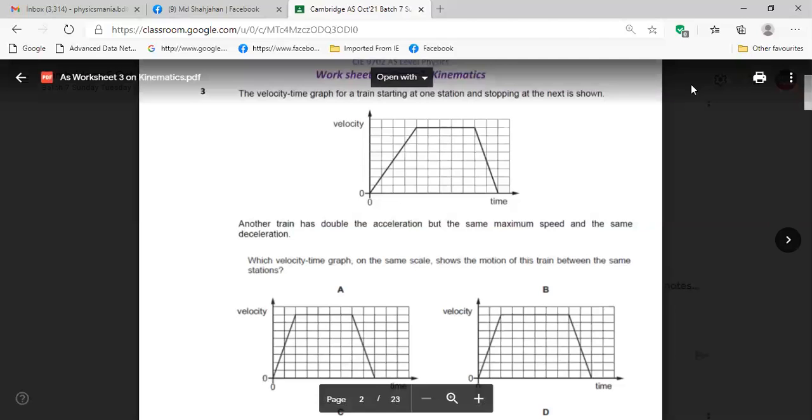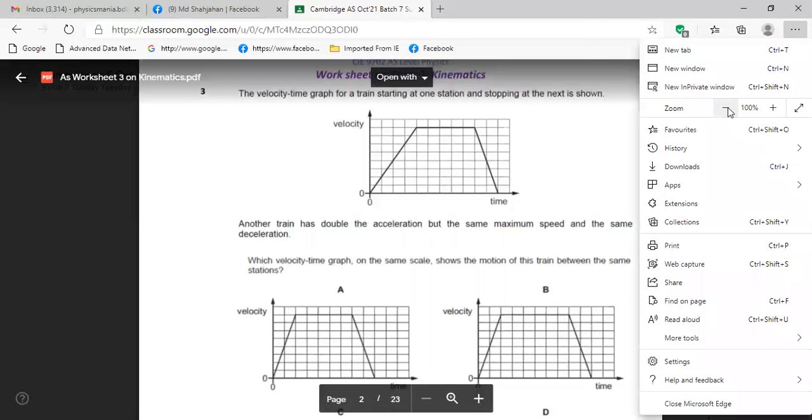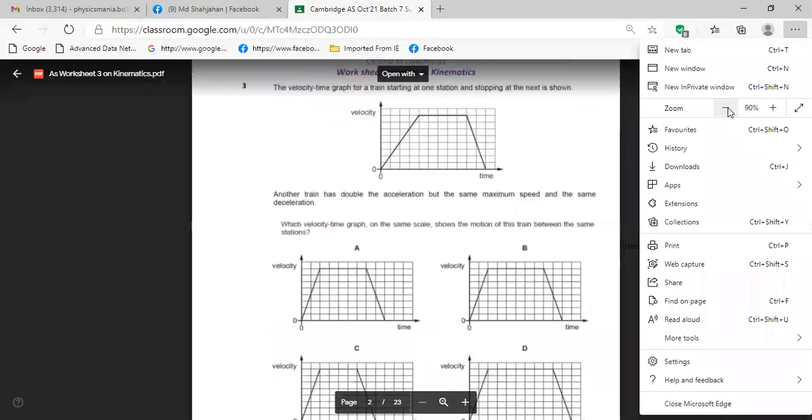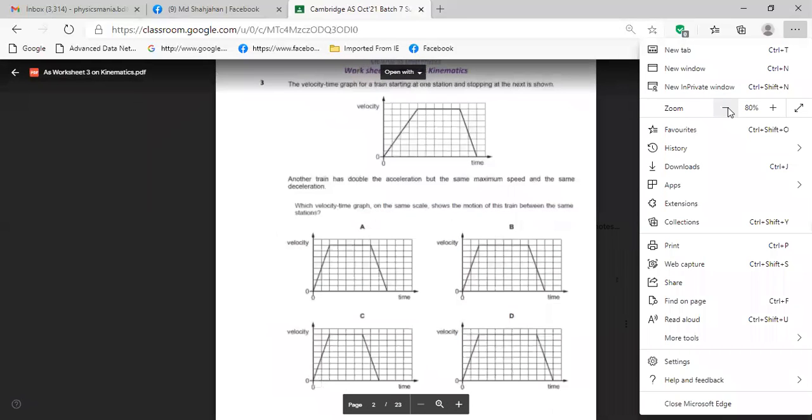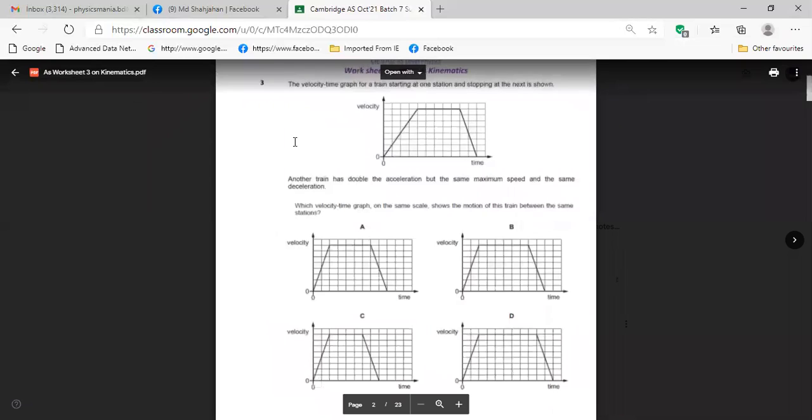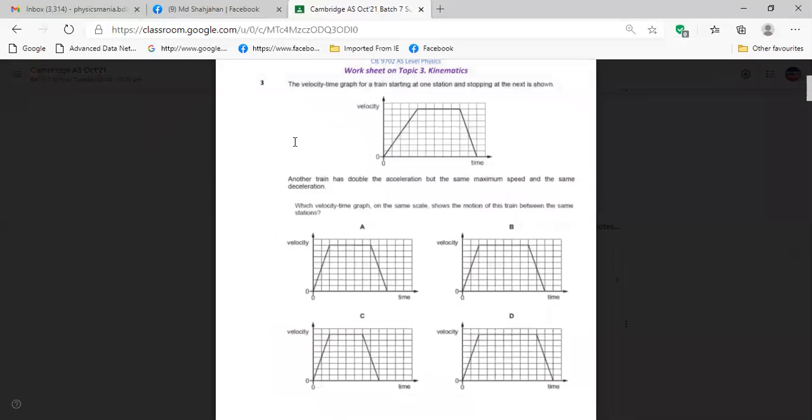So to understand it, you should have all the four diagrams together to see, right? Yes, sir. Then you can compare them. Okay, so each one is showing you the motion of this train between the same stations.